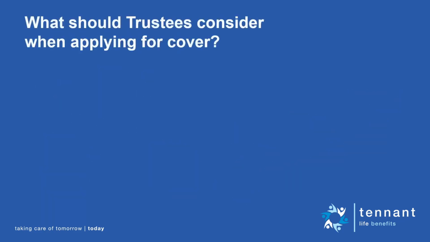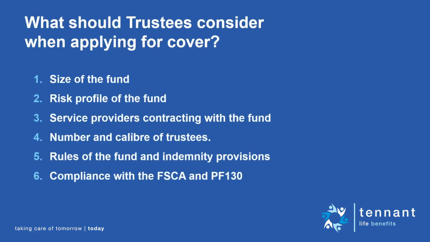What should trustees consider when applying for cover? Some things to take into consideration would include the size of the fund, how many members, as well as the value of contributions, the risk profile of the fund, the service providers contracting with the fund and the level of protection offered via the service level agreements, the number and calibre of trustees, the rules of the fund and level of protection offered by any indemnity provisions included, as well as the fund's level of compliance with the FSCA and PF 130.